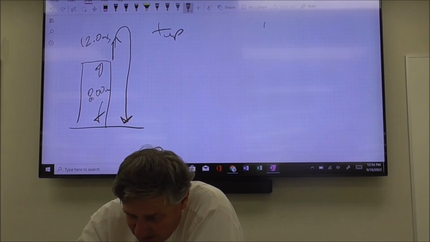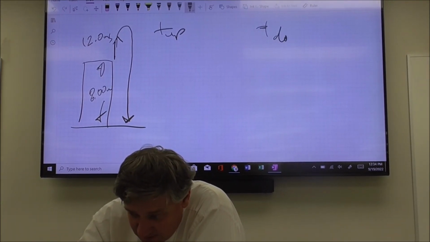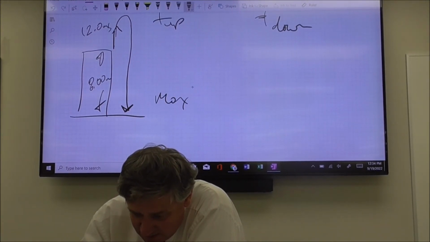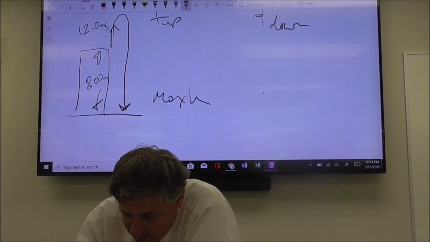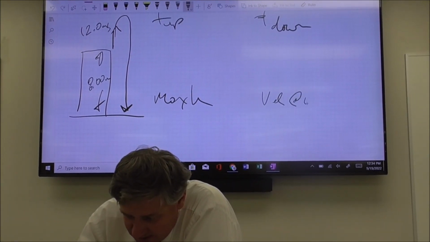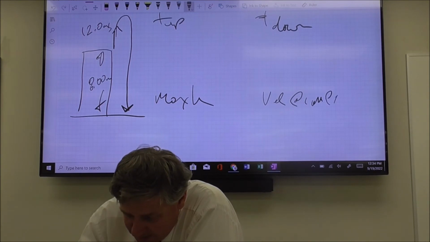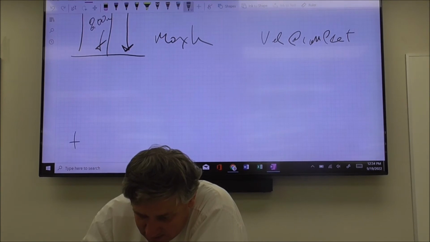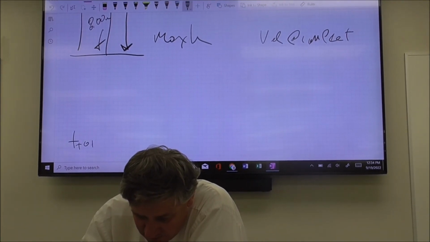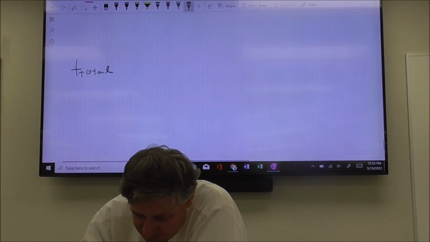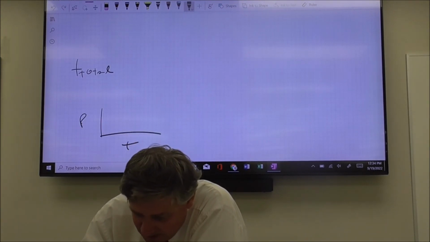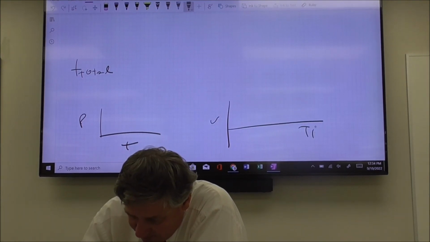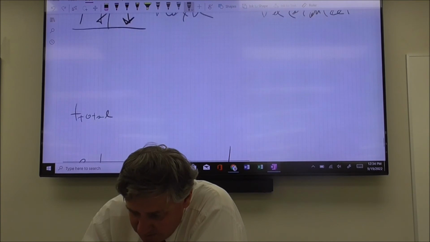You need to find the time, and you don't have to work them in this sequence. You need to find the time down. You need to find the maximum height. You need to find the velocity at impact. And you need to find the time total. And then we need to draw a position-time graph and a velocity-time graph. Okay? So here's what I want you to do.